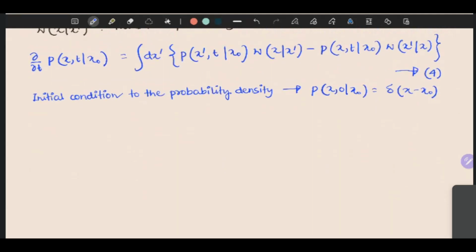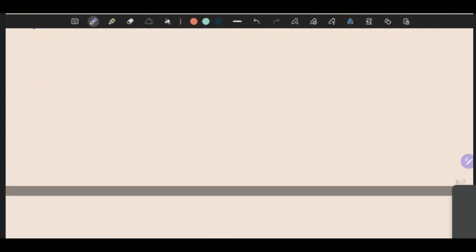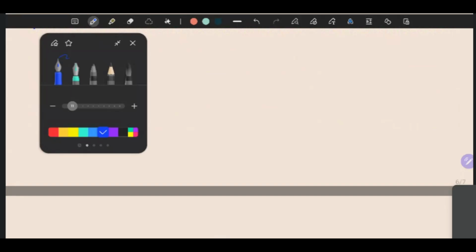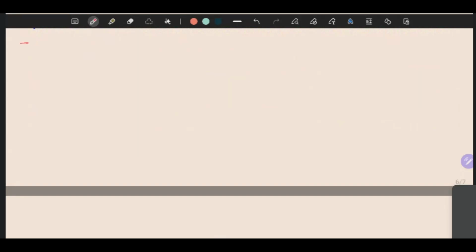Okay, so now we are coming to the Fokker-Planck equation.